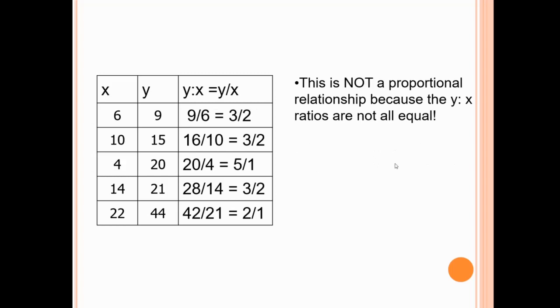This is an example of a non-proportional relationship. Why? As you can see, the ratios of our values are varying from one another. We have 3 over 2, 3 over 2, 5 over 1, 3 over 2, and 2 over 1. So this is a very good example of a non-proportional relationship.